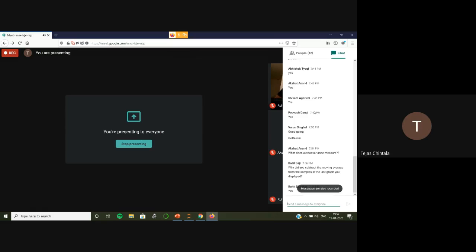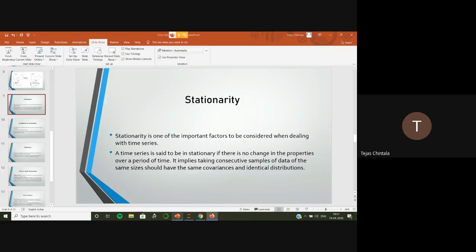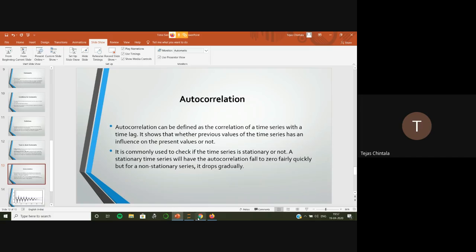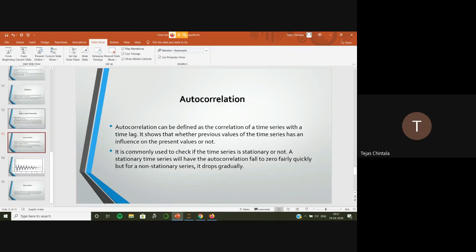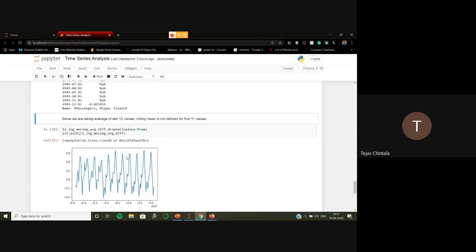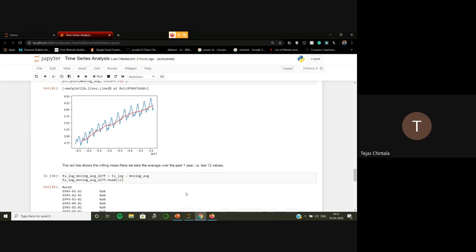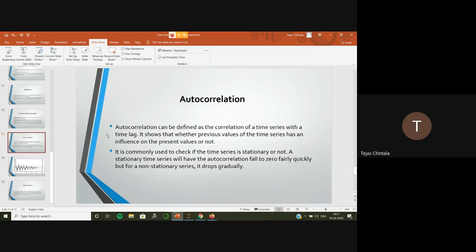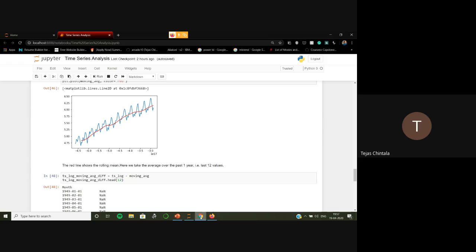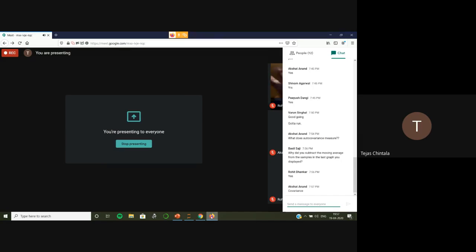So one of the chats is, what does autocovariance measure? Like in the slide, I've seen autocovariance. Just a second. I think Akshay, you meant autocorrelation. Covariance. Okay.